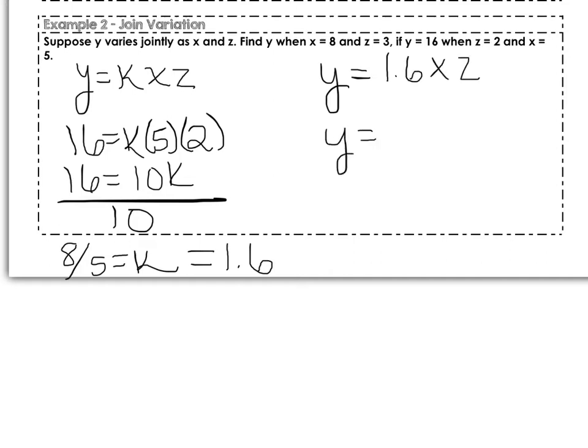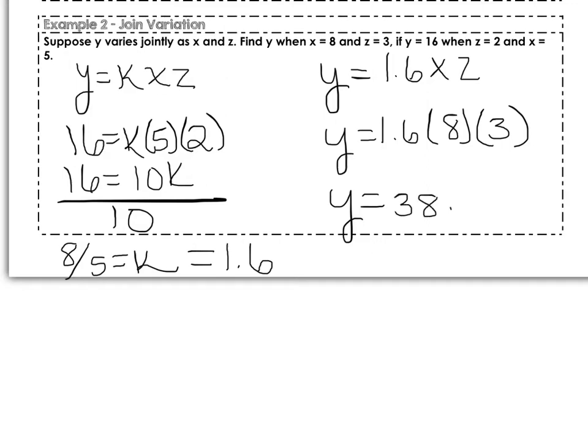I'm now going to plug in the given x and z values that I was told to use in order to solve for my y value. So when I multiply 1.6 times 8 times 3, that's going to get me a y value of 38.4, and there you have it. There is our joint variation problem.